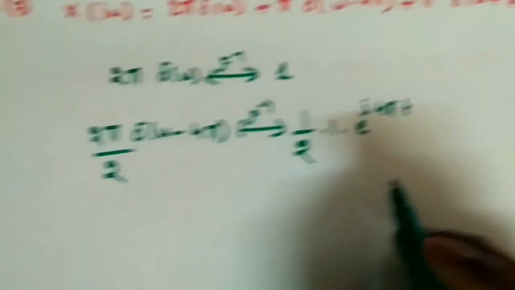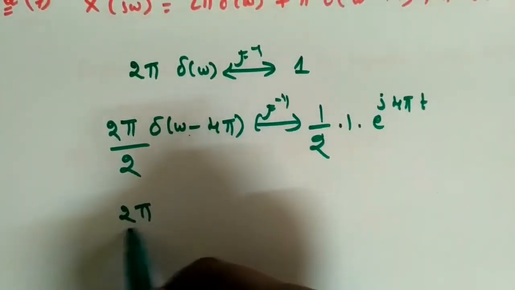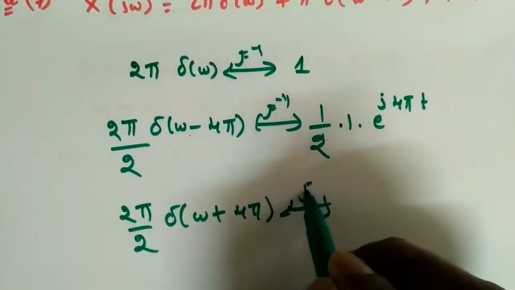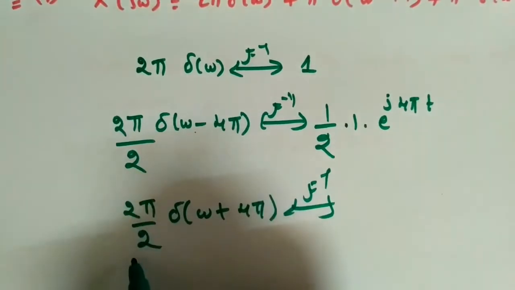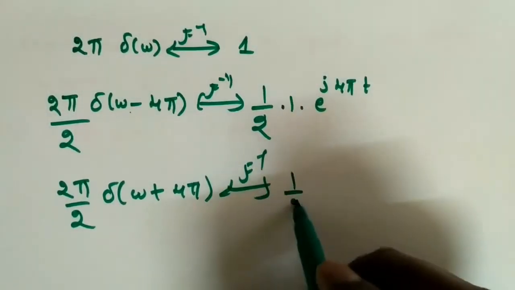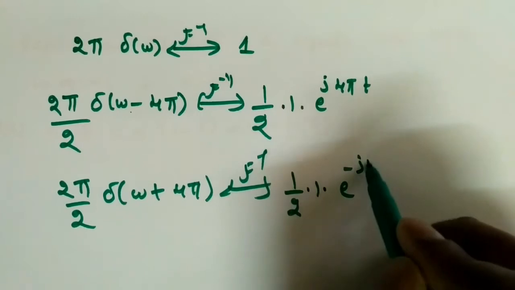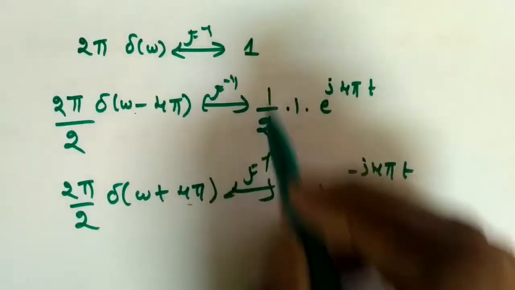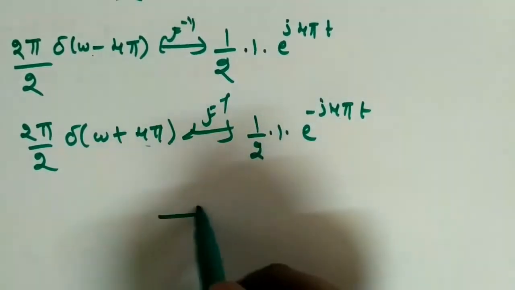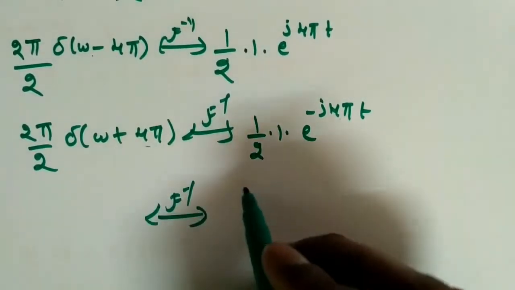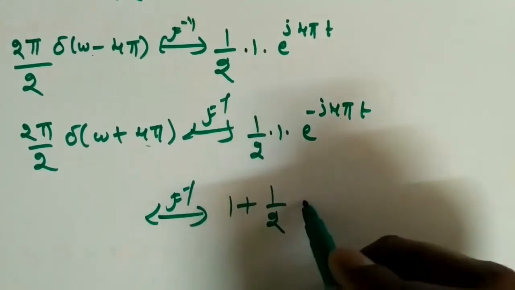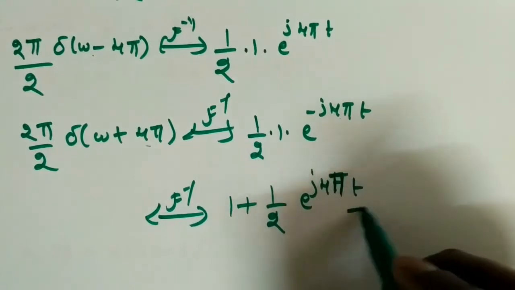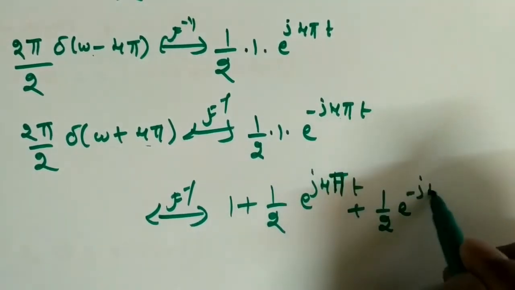Similarly, the next one, 2 pi by 2 del of omega plus 4 pi, right? The inverse Fourier transform, see, directly I'm putting this 2 into 2 here. So it will be 1 by 2 into 1 into e power minus j 4 pi t. Because it's a plus, we should get minus. So if we add all these things, we get the overall inverse transform, that is 1 plus 1 by 2 into e power j 4 pi t plus 1 by 2 e power minus j 4 pi t.